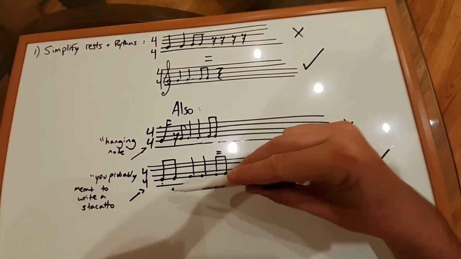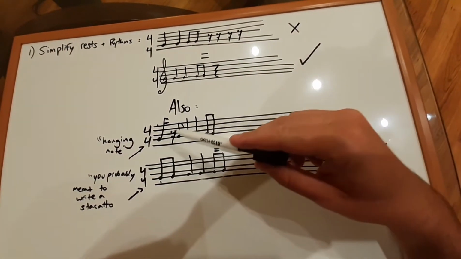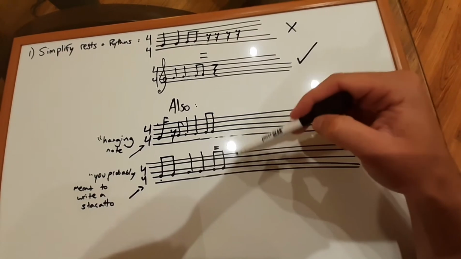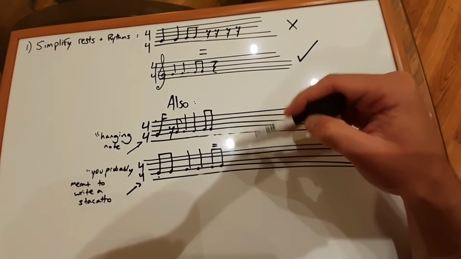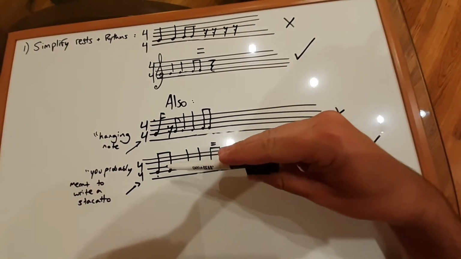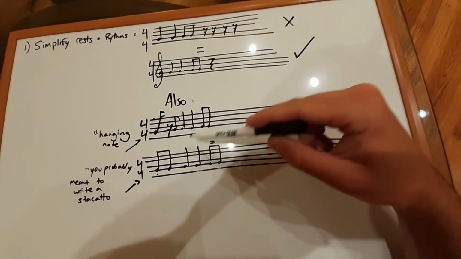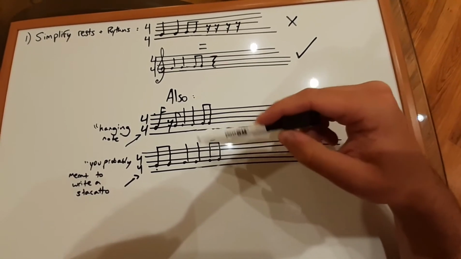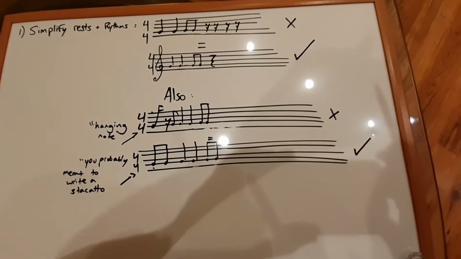You put a staccato 8th note, not a 16th note, because rhythmically these would actually sound identical. They're the exact same thing. This is just a cleaner way to write it, and the rule of thumb is use fewer rests if you have to. Okay, so that's the first one.